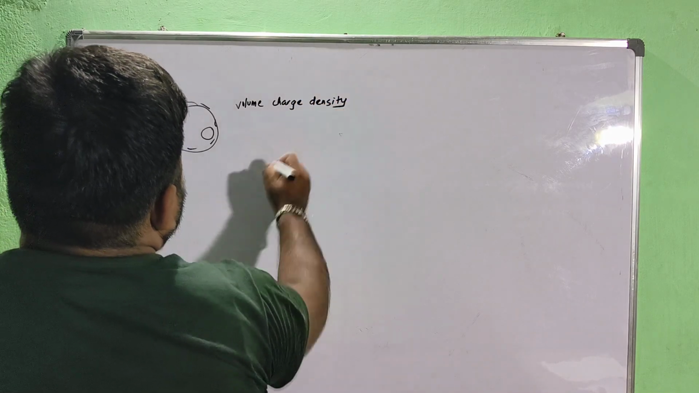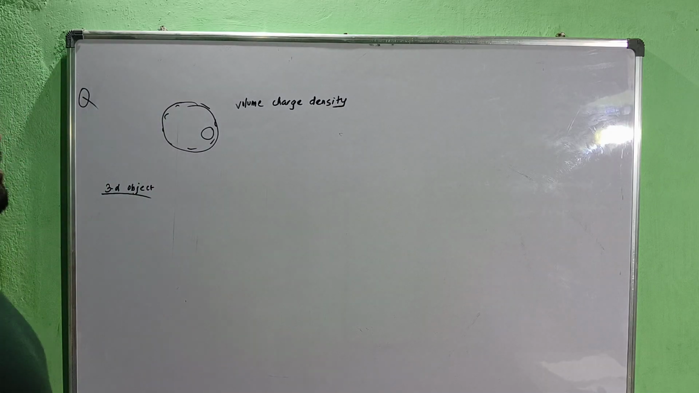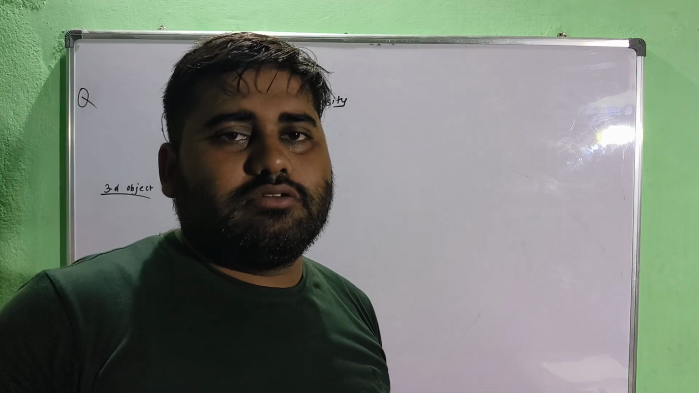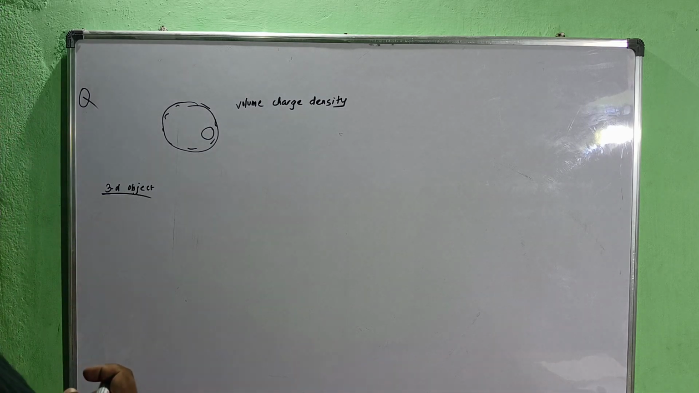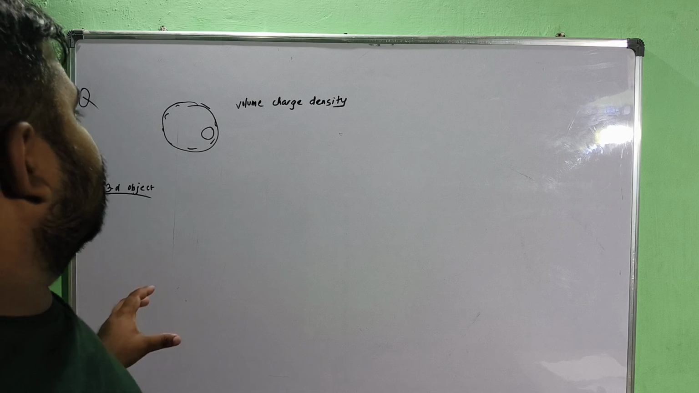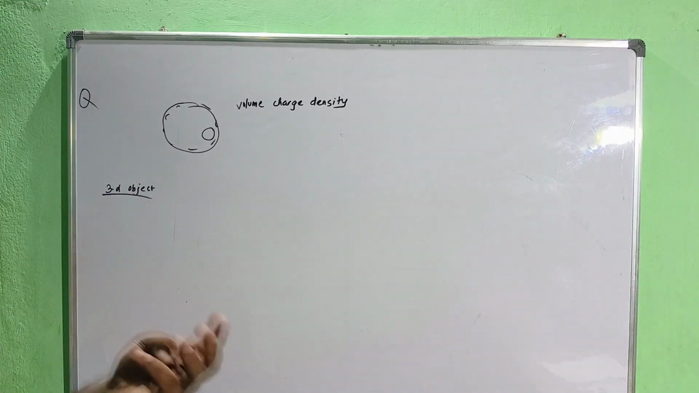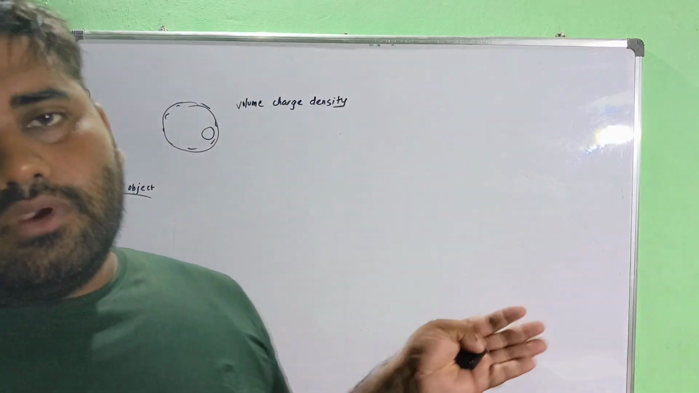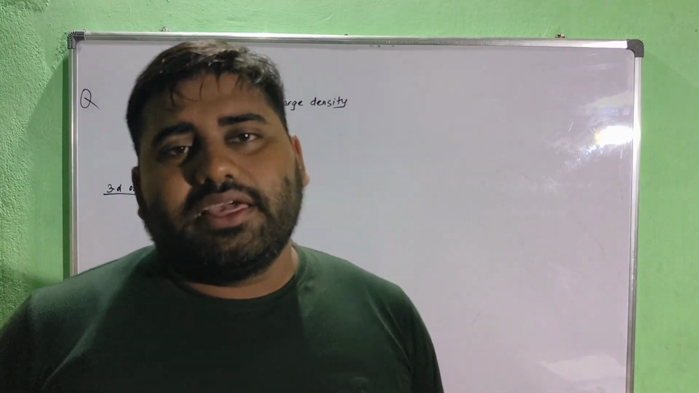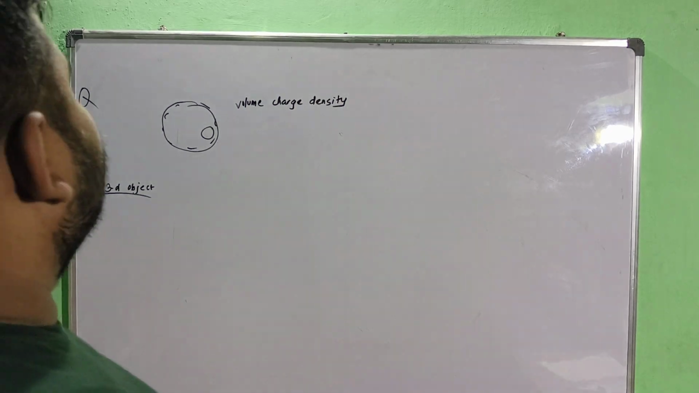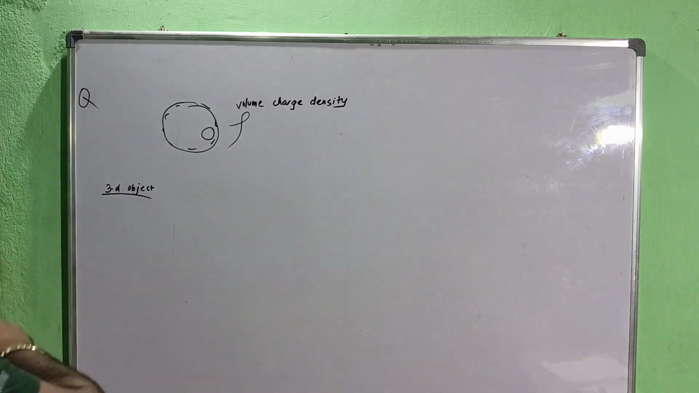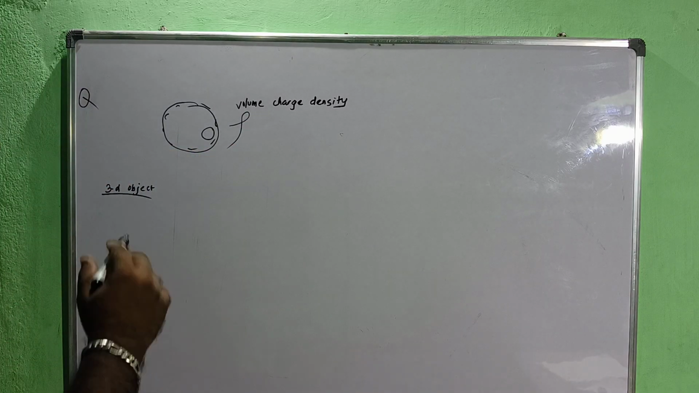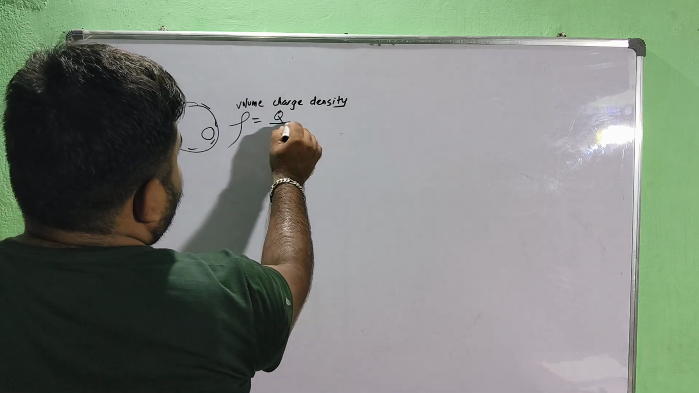Volume charge density. What is density? Previously you have learned about density. What was it? It is mass per unit volume. In this case we are not going to consider mass, as we are considering electrostatics. So we shall be considering charge density. Since it is distributed over a volume, we have termed it volume charge density, and it is denoted by rho. So what is rho? The total charge by volume.